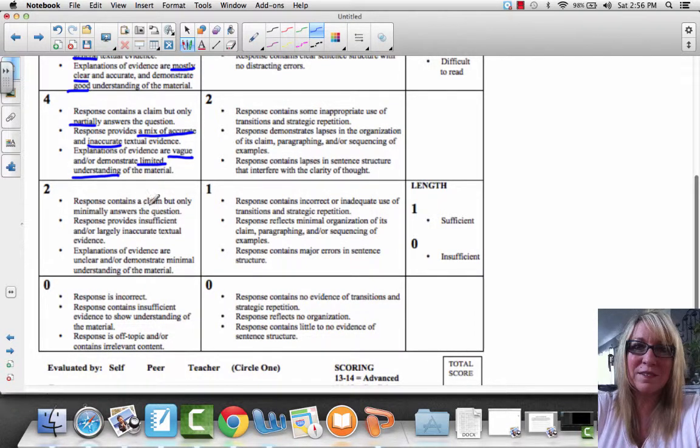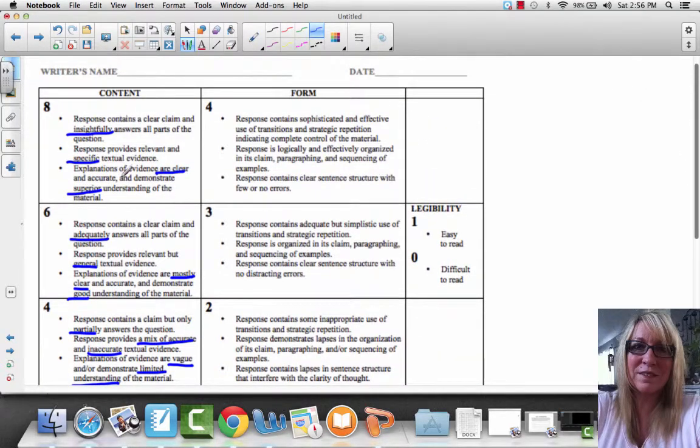A 2 response contains a claim, but only minimally answers the question, so you don't have your 3 pieces of evidence. Responses provide insufficient and or largely inaccurate textual evidence. Explanations of evidence are unclear and or demonstrate minimal understanding. And 0, basically, you didn't get the point at all.